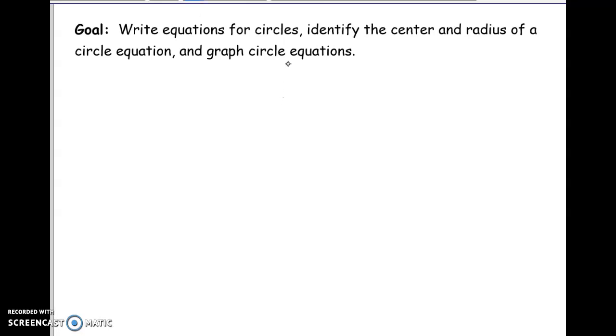Okay, this lesson is about circles and specifically circle equations. Again, this is something that we haven't covered, but it's not actually too bad, and it's something that very likely could show up on the ACT or the MCA. All right, so there's going to be this special equation for a circle.